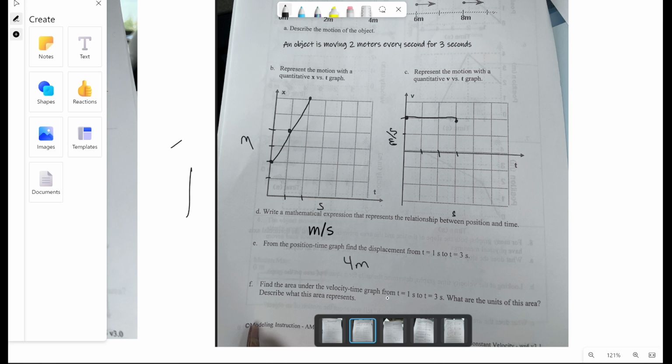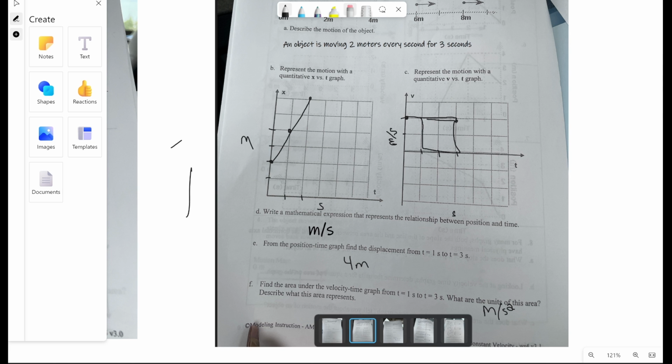Find the area under the velocity time graph from t equals 1 second to t equals 3 seconds. What are the units for area? Describe what this area represents. So from time equals 1 second to time equals 3 seconds. Again, I'm not entirely sure what they're asking. Maybe they're asking for this area down here, and that would be the meters per second squared thing again. But I'm really not too sure what your teacher's asking for these 3 questions, so these might not be correct.